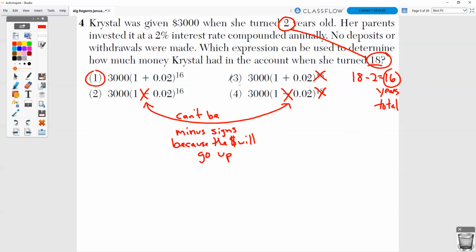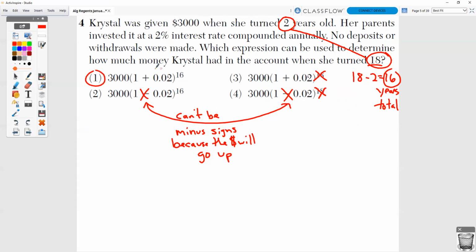In question number 4, Crystal was given $3,000 when she turns 2 years old. They want to know how much money she would have when she turned 18 years old. Her parents invested at a 2% interest rate, all right? They're putting it into a savings account. So that money is going to grow. That money is going to go up. Since that money is going to go up, we could get rid of 2 of the choices right away. We could get rid of the 2 that had minus signs here and here. That would mean the amount of money would go down instead of going up.